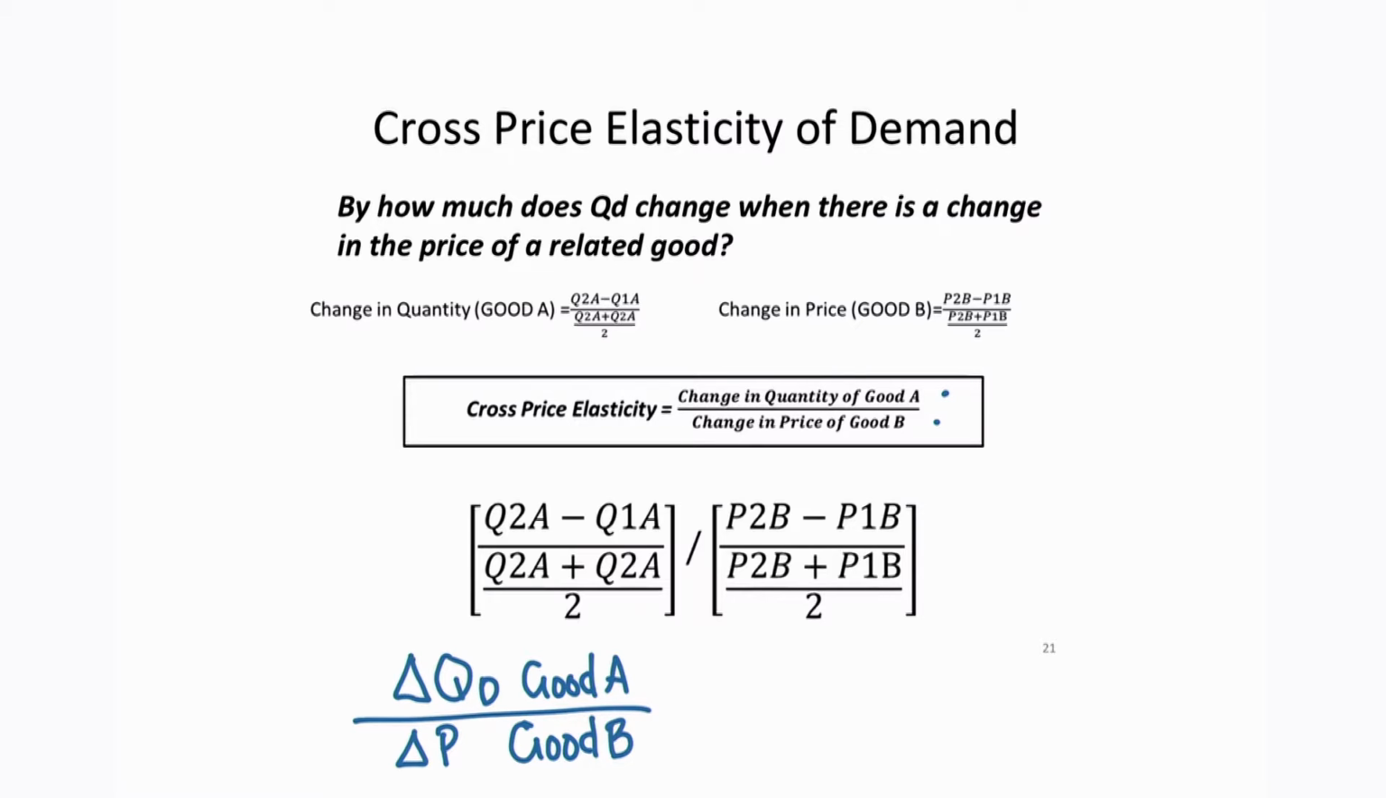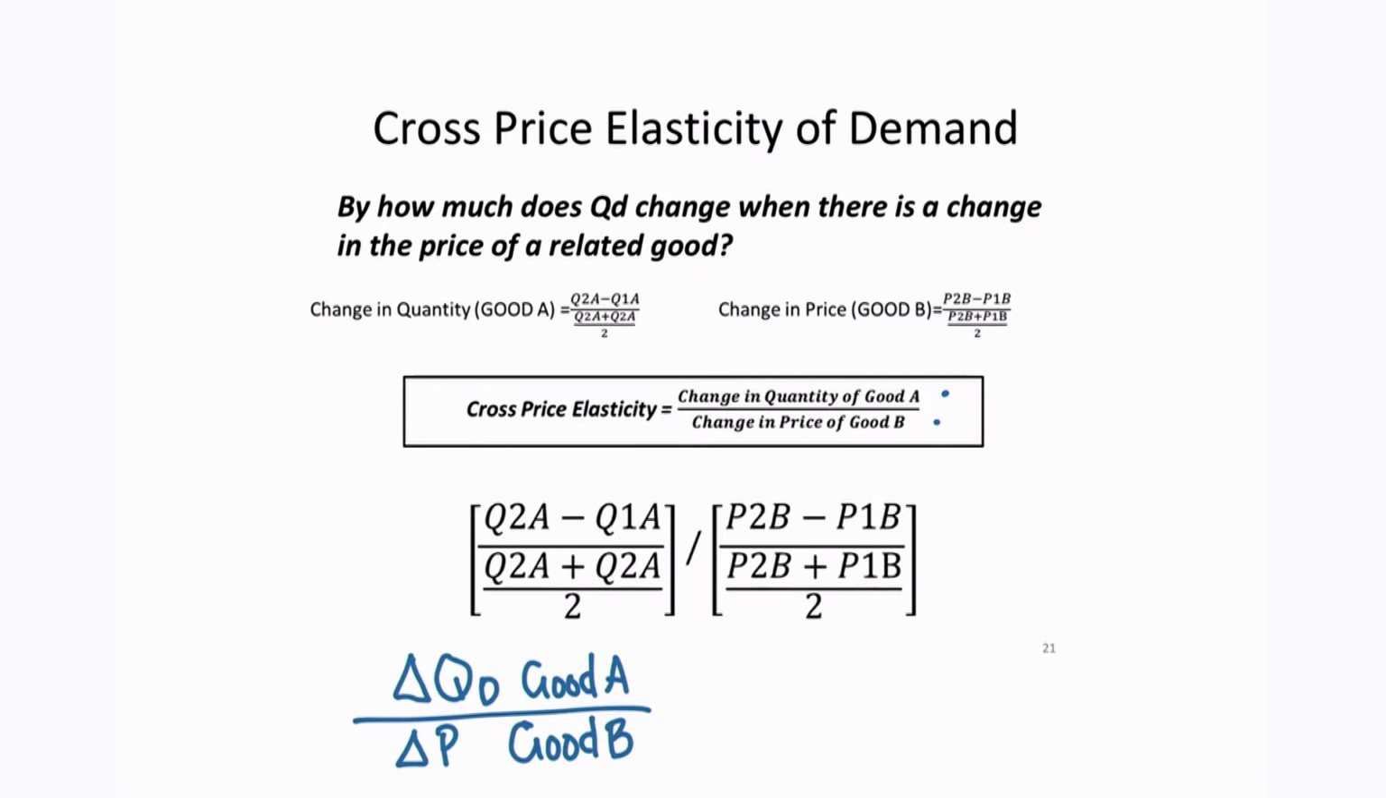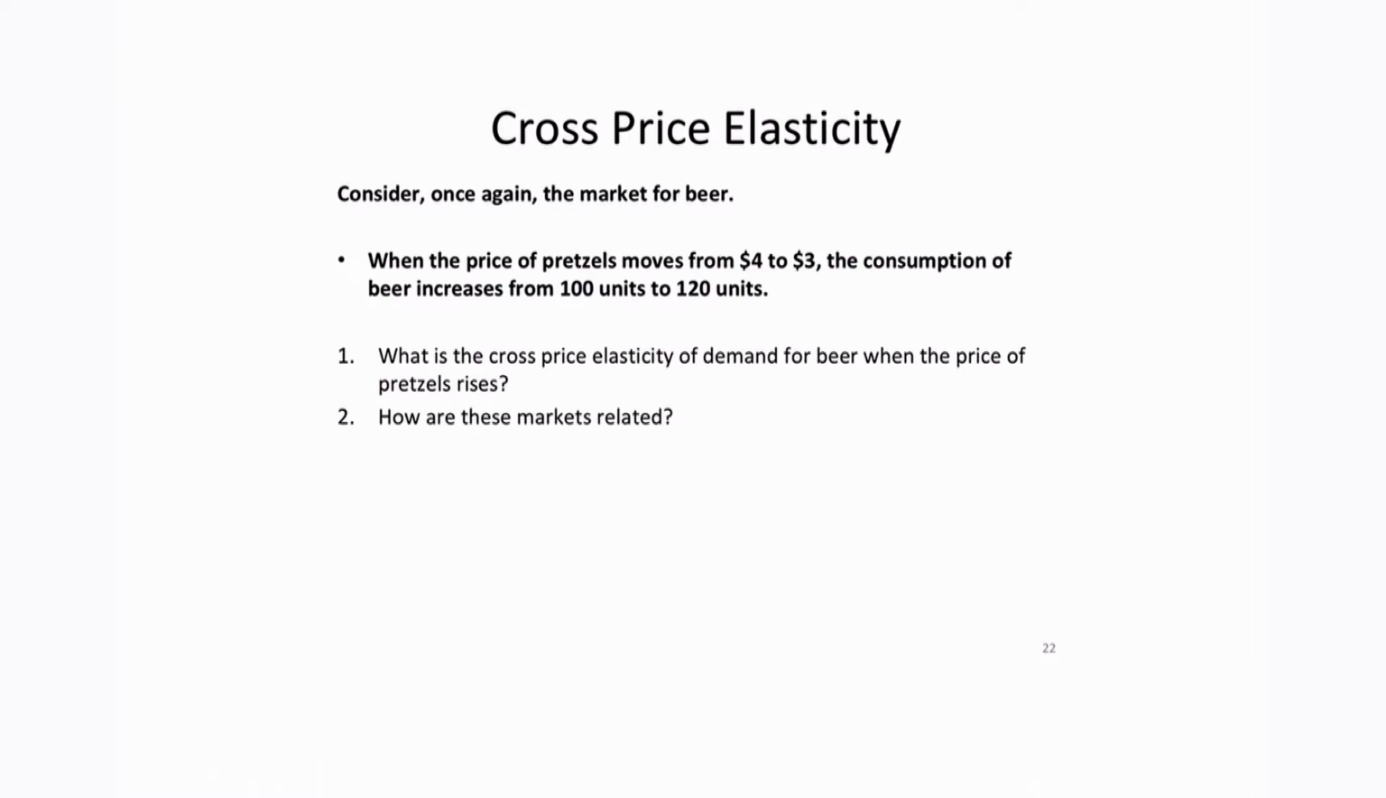So we take the change in the quantity of good A divided by the change in the price of good B, and this will tell us by how much quantity demanded for good A changes when there is a change in the price of good B. Let's work through an example, so this will be a little bit clearer.